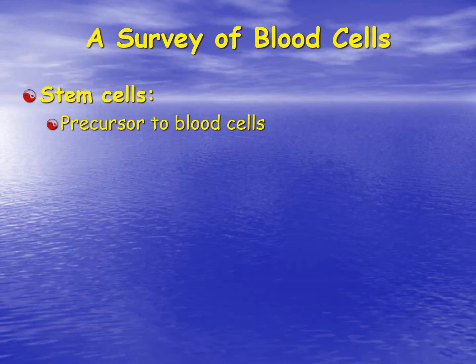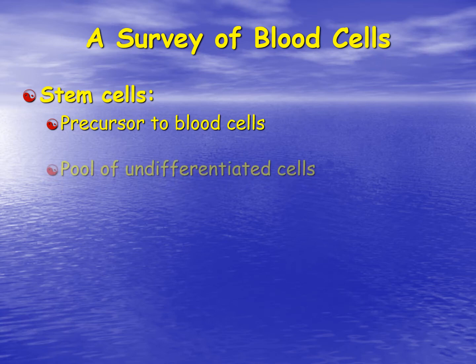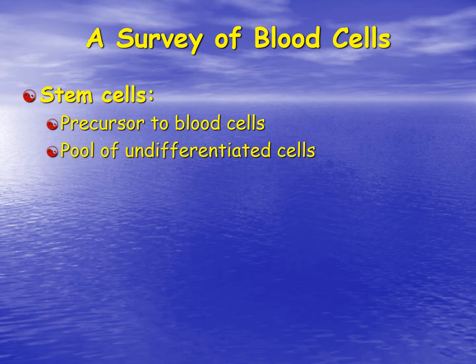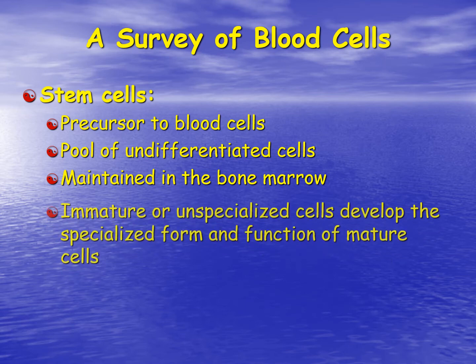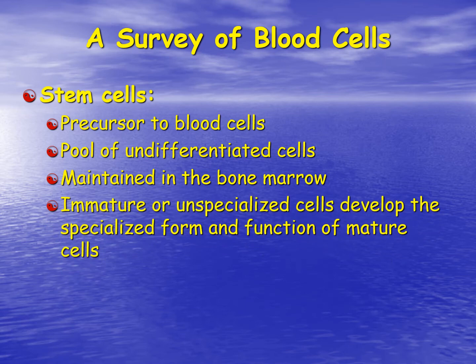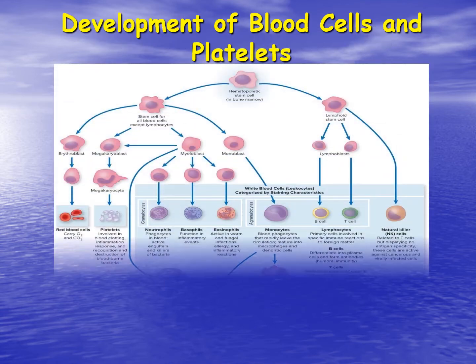Now, stem cells, we have what we call a hemopoietic stem cell, and this is the precursor to all of the blood cells. This is a pool of undifferentiated cells. So these hemopoietic stem cells can become a red blood cell, white blood cells, or even a platelet. These are maintained in the red bone marrow and then will develop under specialized instructions.